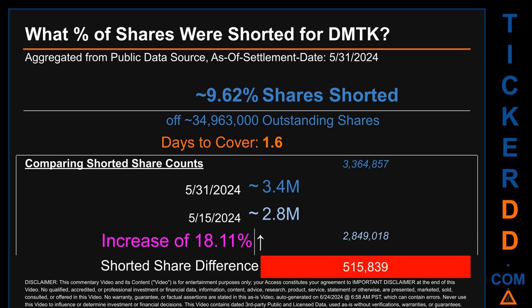When I compare the current 2-week period data snapshot against the previous period, ending in settlement date, May 15, 2024, I find that the current snapshot had roughly 515.8 thousand more shares shorted. This means that, compared to the previous snapshot, the current snapshot has an increase of 18.11% of shorted shares.